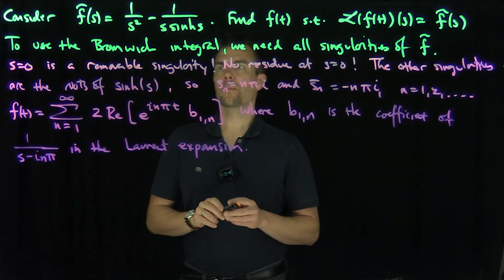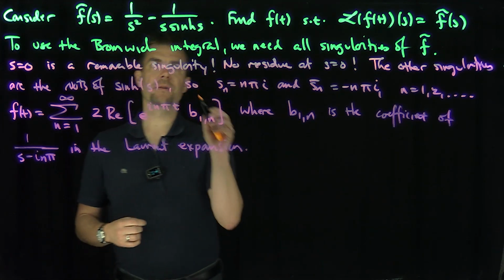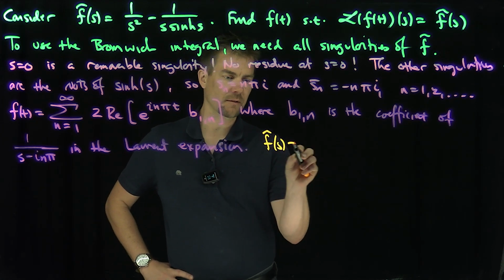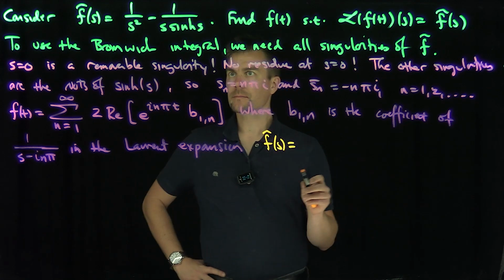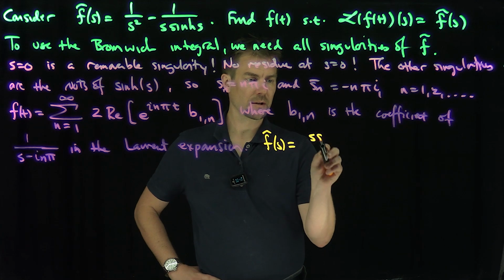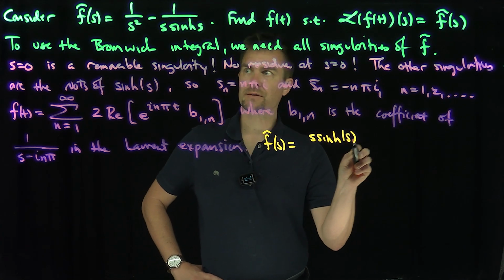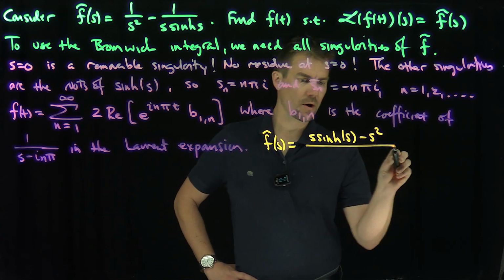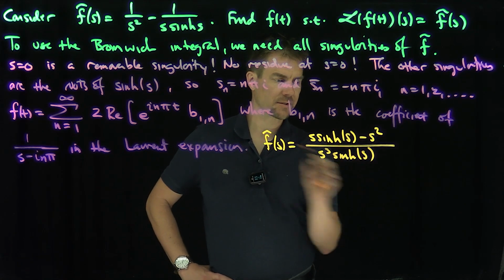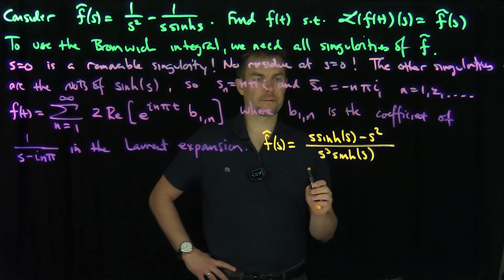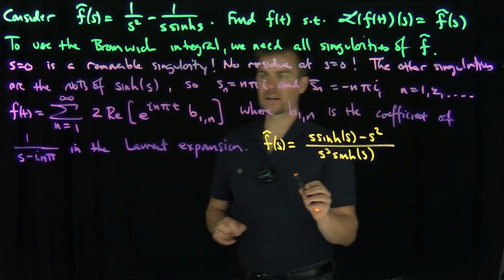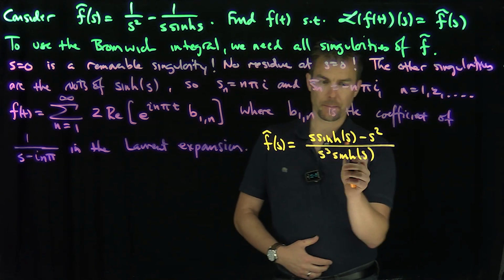Okay. So how should we do this? Well, let's simplify this a little bit. If we simplify our expression, our f tilde of s is going to be s sinh s minus s squared, all divided by s cubed sinh s. So this has the form that we want, of P of s over Q of s, and so now I can immediately find the residues, the principal parts.